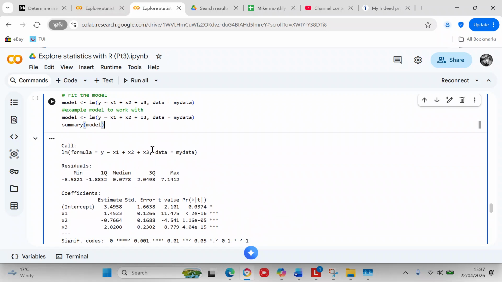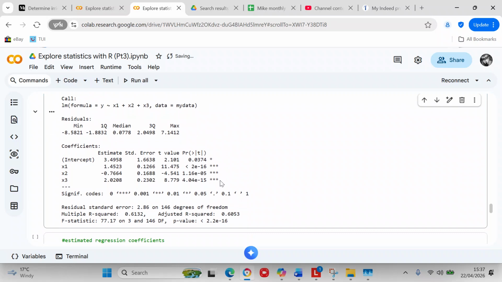So the formula is going to be lm, that's linear model, brackets formula equals y tilde x1 plus x2 plus x3, and data equals my data. So your residuals are going to be your minimum, your first quartile, your median, your third quartile, and your maximum. And then you've got your coefficients for x1, x2, and x3. Then you've got your significant codes. You've got a residual standard error of 2.6 on 146 degrees of freedom.